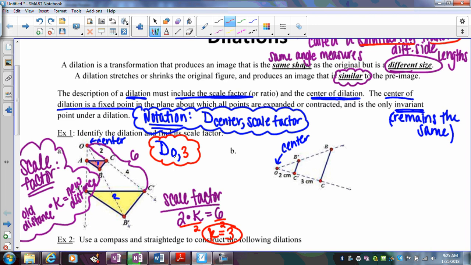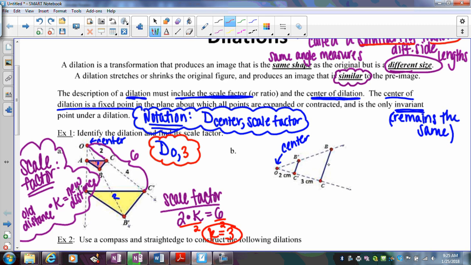So it's dilation centered at O with a scale factor of 3. So you can write it out or use a symbolic form. So let's go ahead and try the next one. For this one, we see that segments are being dilated. So it's not a full triangle. So remember, these dotted lines are representing that distance from the center, not part of the actual shape.